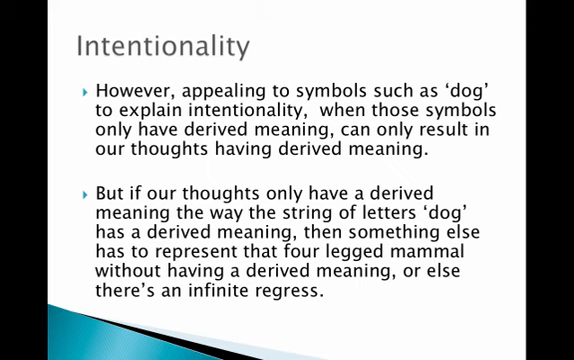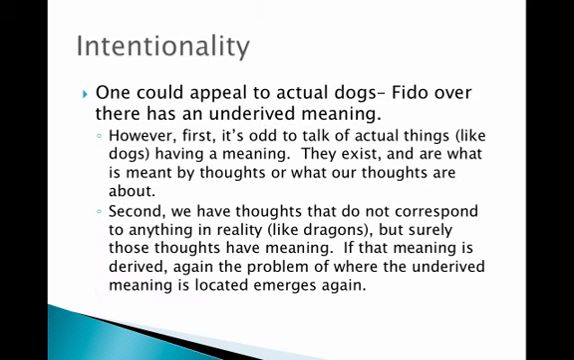So if symbols such as DOG have derived meaning, and we're going to appeal to those to explain the aboutness of our mental states, then it means our mental states could also only have derived meaning, but that's false. Our mental states don't have derived meaning. They're intrinsically meaningful, okay? So if our thoughts only have a derived meaning, the way the string of letters DOG has a derived meaning, then something else has to represent that 4-legged mammal without having derived meaning, or else there's an infinite regress.